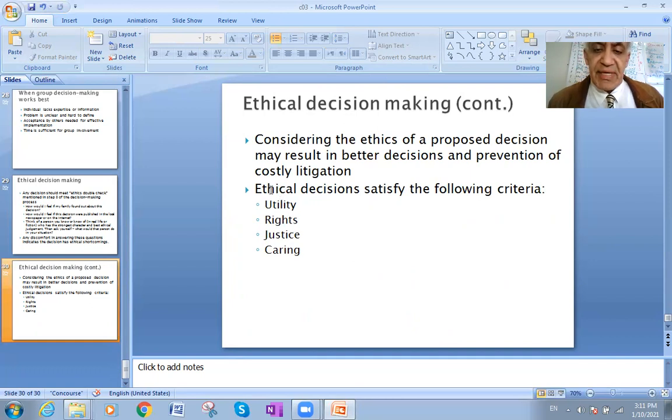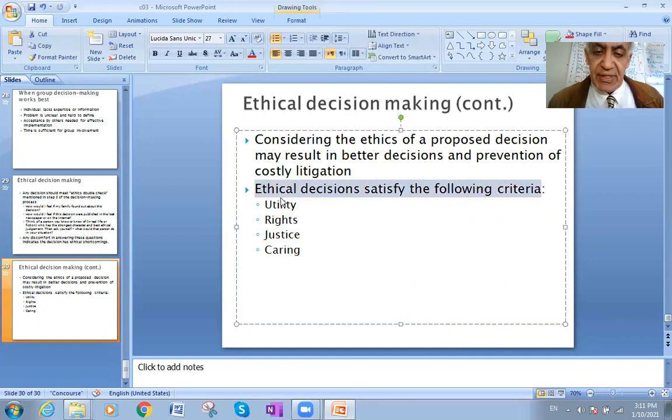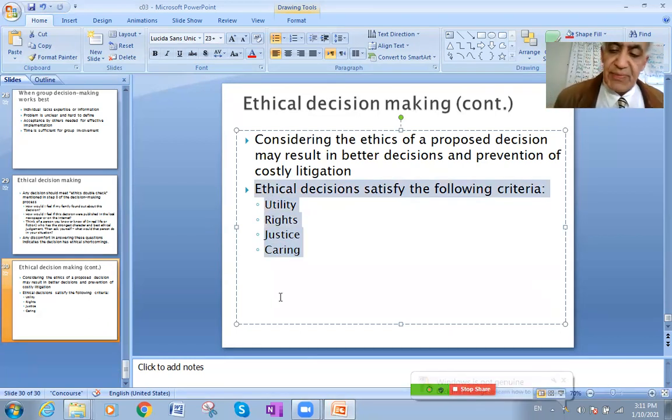Ethical decision making satisfies the following criteria: utility, the benefit, rights, justice, caring. So the ethical decision making must have this point and must include this point.